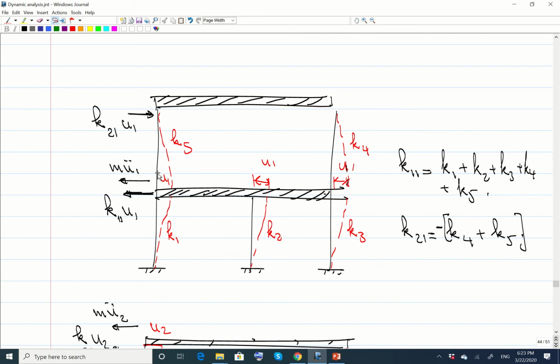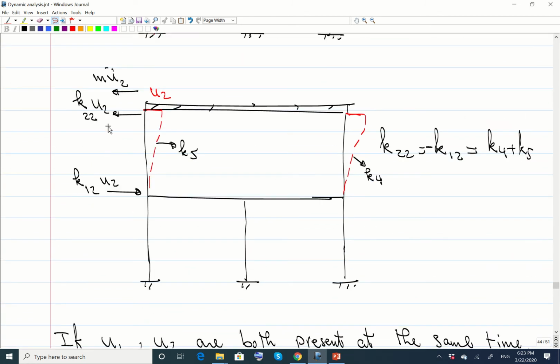This is the force due to a displacement. It's the force at the second floor. That's why I'm naming it K2, due to a displacement at the first floor. So K21 U1, okay? How many columns want to push this floor forward? It's K4 and K5 here, just those 2 columns. So K21 is opposite in direction, so it's negative (K4 plus K5).